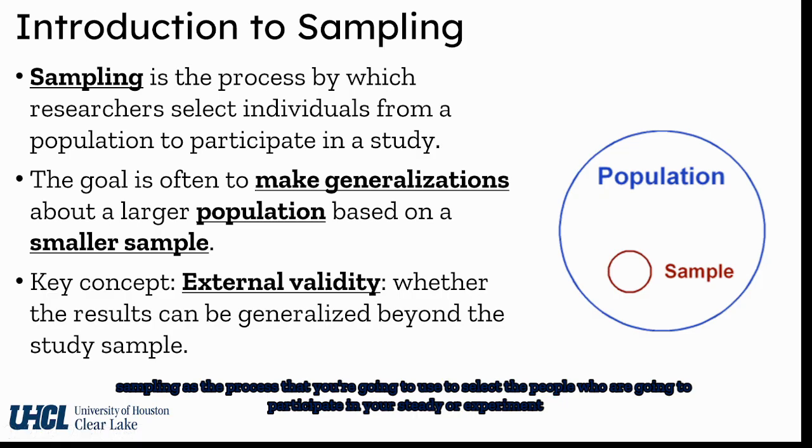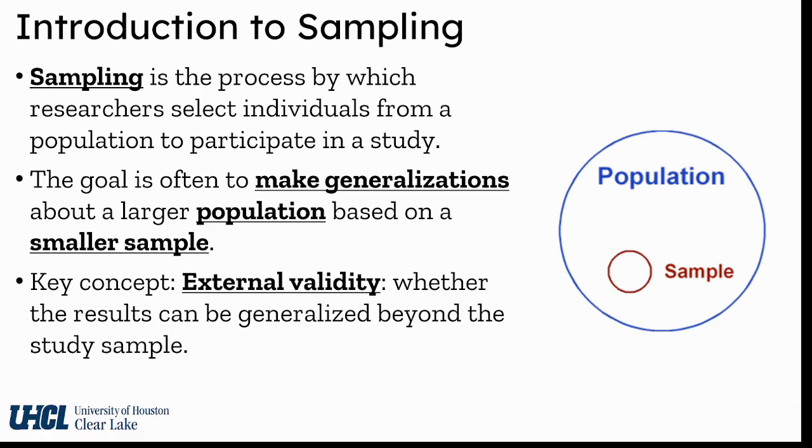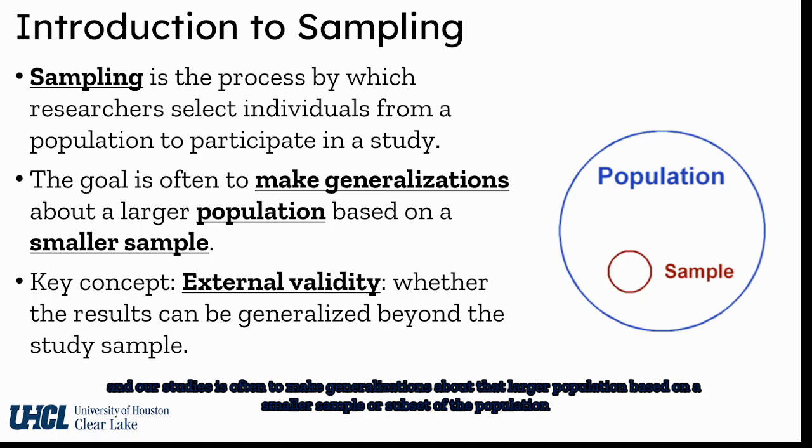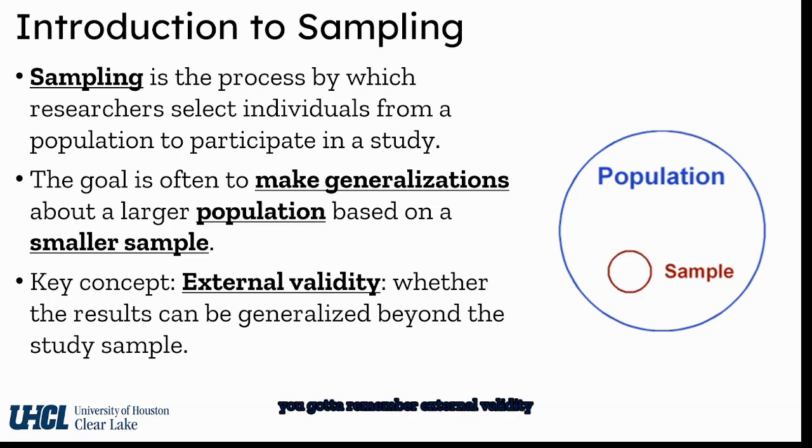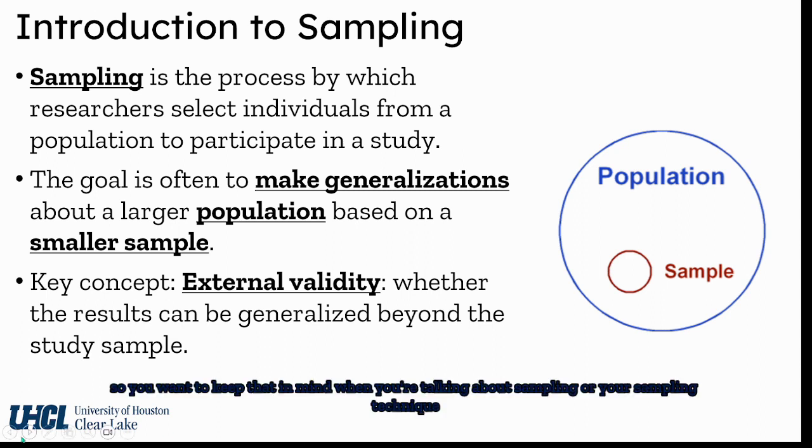Sampling is the process that you're going to use to select the people who are going to participate in your study or experiment. Remember, the goal of our experiments and our studies is often to make generalizations about that larger population based on a smaller sample or subset of the population. You've got to remember external validity. External validity is, do my results generalize to other populations beyond my study sample? So you want to keep that in mind when you're talking about sampling or your sampling technique.